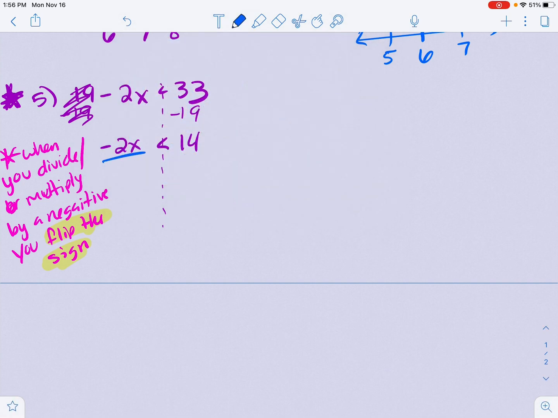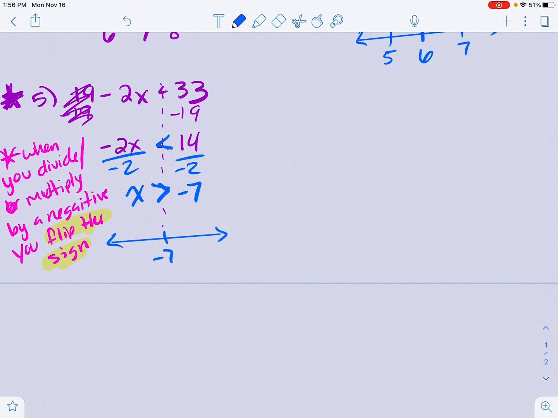That means when I divide by a negative 2 to solve for x, I get negative 7, and instead of a less than sign, I flip it to be greater than. You have to remember that rule. Anytime you multiply or divide by a negative, you have to flip the sign. All right, so now let's put it on a number line.